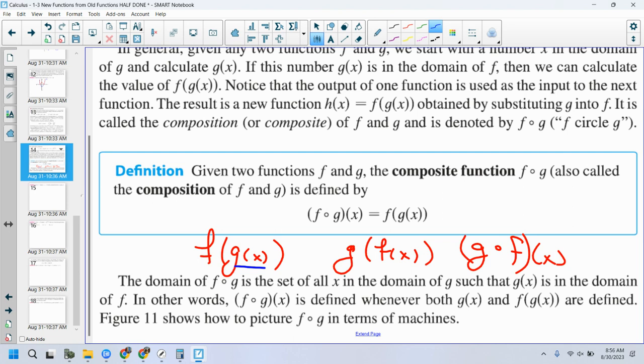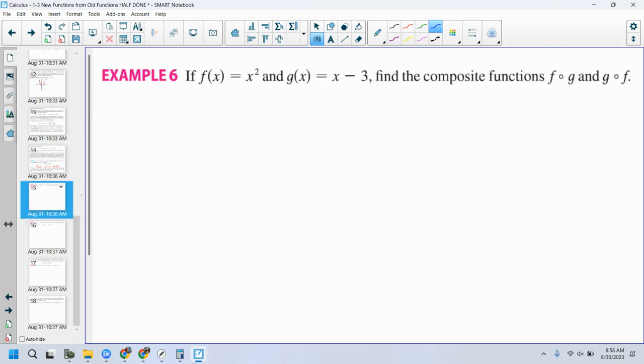Because if I were to run any number through that composition of functions, it would have to go through g first. So if x couldn't be 1 in g, it can't be 1 in f of g, because I would have to run it through g, then run it through f. That's what a composition is doing, right? It's running it through the insidemost function, taking the output, making it the input of the outermost function. Okay, let's do an example to show you.